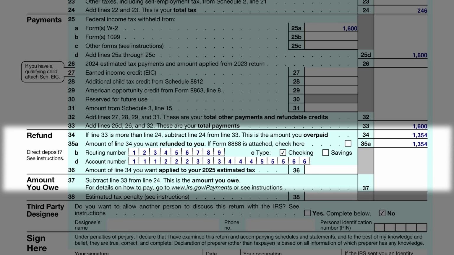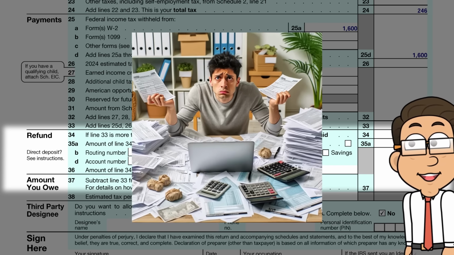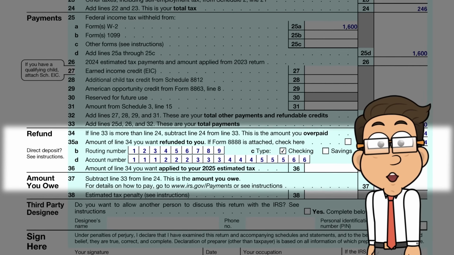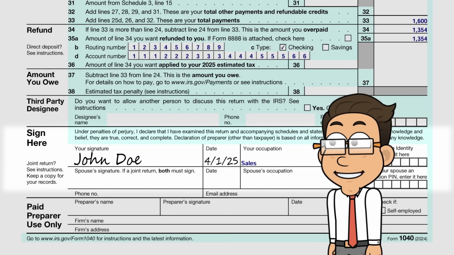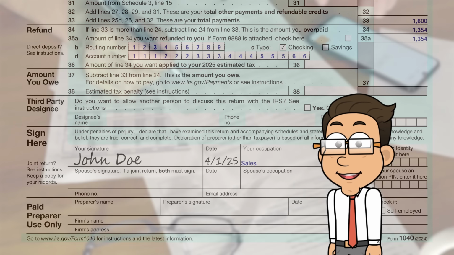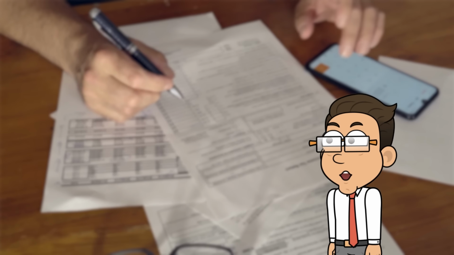So the example we just went through is a great starting point, especially for those with simple tax situations, like single filers with W-2 income and no dependents. But tax situations can vary. If you have multiple income sources, self-employment income, or more complex deductions, consider using tax software or working with a tax professional to make sure everything is accurate. And once everything is complete, sign and date the return, review it one last time, and file it with the IRS before the deadline. And that's it.